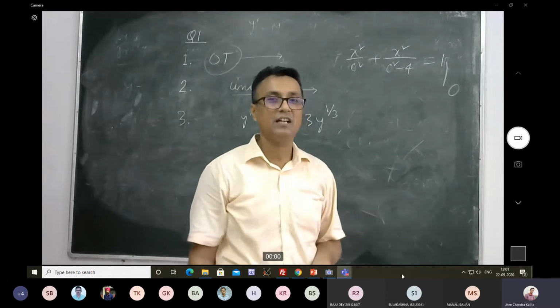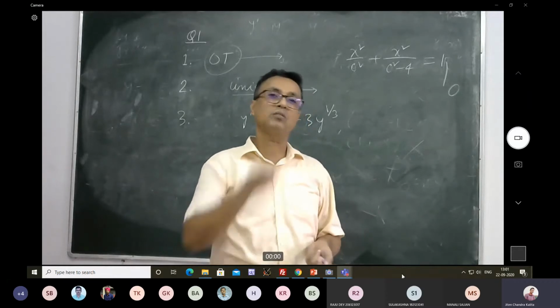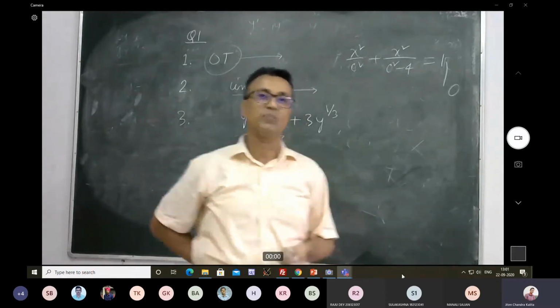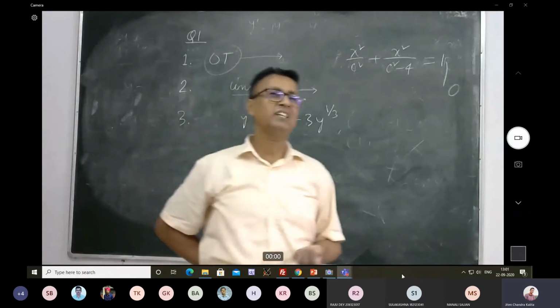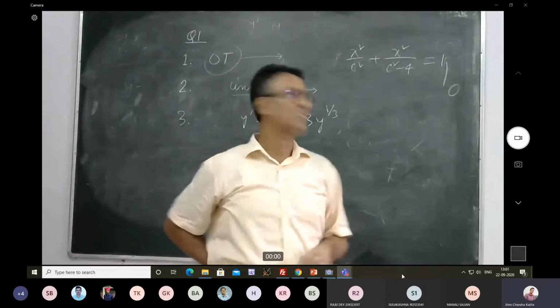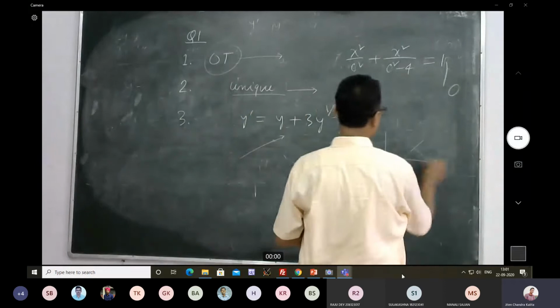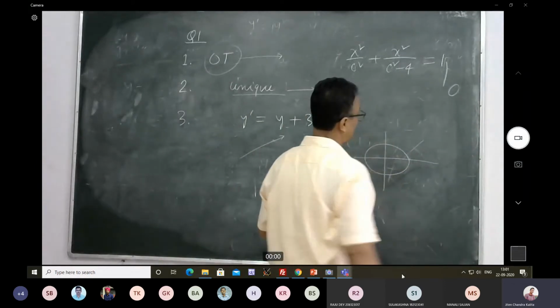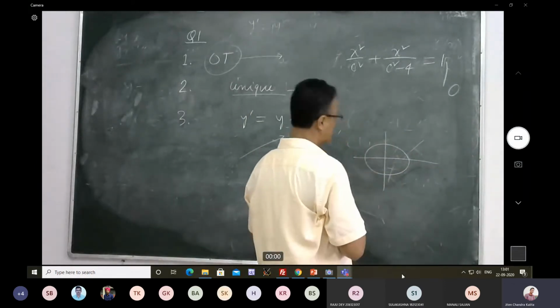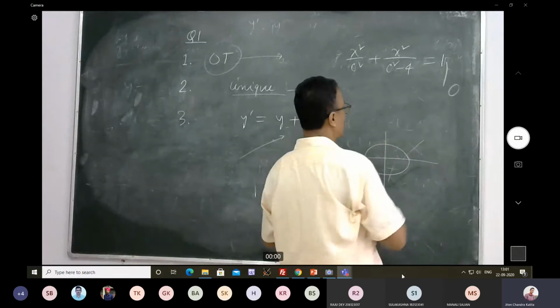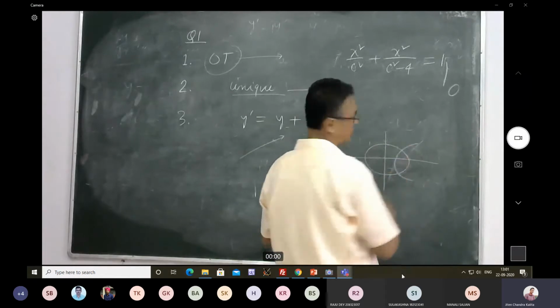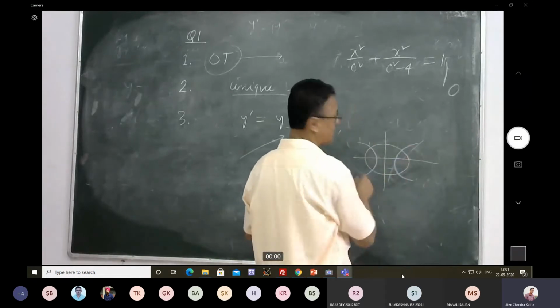The next thing is that I had told you to give a rough sketch of the orthogonal trajectories. It is obvious that if I have an ellipse like this, the orthogonal trajectory will be something like this. Okay, something like this.